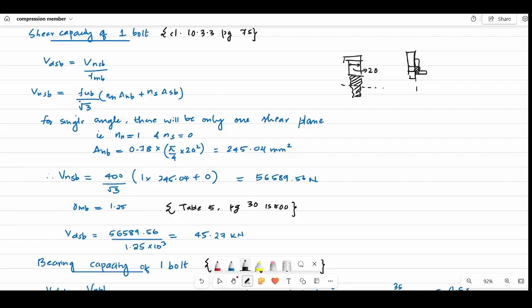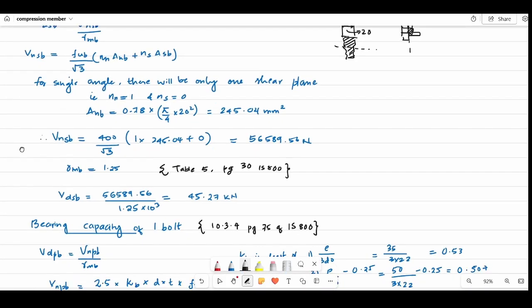Now we will substitute all these values in the equation for the nominal shear capacity. f_ub is the ultimate strength of the bolt. There is a small correction here in the IS code. It is written as f_u, but actually you have to substitute f_ub. So it will be 400 divided by root 3 multiplied by n_n is 1 and n_s is 0, so the whole term will become 0, and A_nb is this value. And we will get a value of 56,589.56. Now we have to find the design shear capacity.